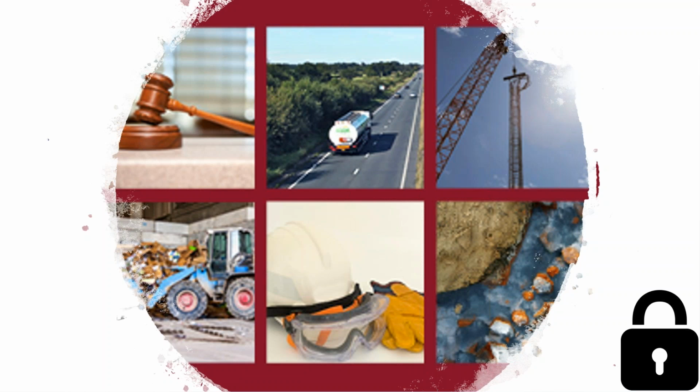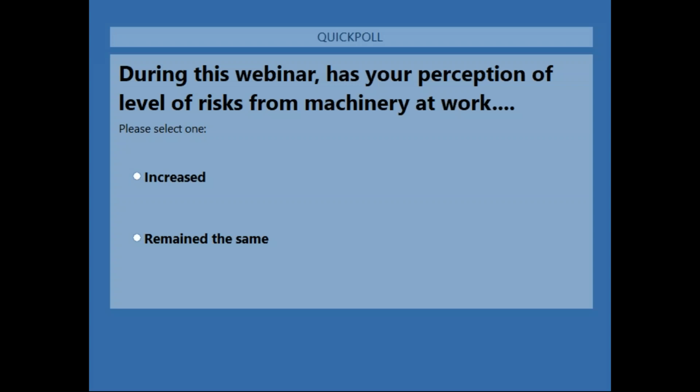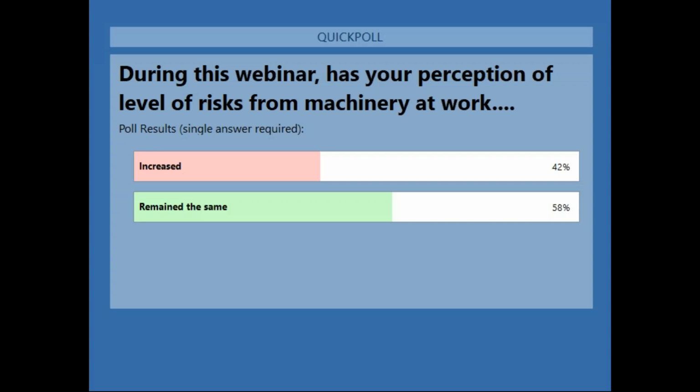We've got another question for the audience as well, so we'll go through that. During this webinar, has your perception of the level of risk from machinery at work increased or remained the same? Okay, so just one more time. During this webinar, has your perception of the level of risks from machinery at work increased or remained the same? I'll just give you a couple more seconds there. Okay, there we go. So it's probably increased slightly for some and remained the same for others. So that's the response.